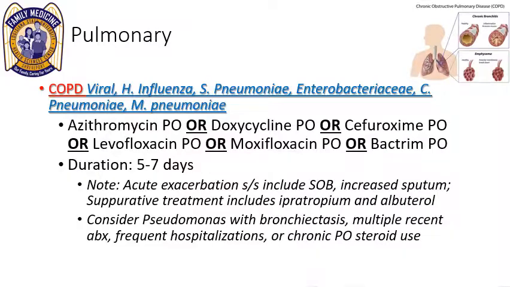Let's talk about pulmonary for a minute, COPD. If you have COPD exacerbation, you can use azithromycin, doxy, cefuroxime, levo, moxy, or Bactrim. But usually most of the time we use azithromycin, and we do that because azithromycin actually has an inflammation reduction ability in and of itself as well. And so therefore you're going to probably use a macrolide like azithromycin when you have a COPD exacerbation.